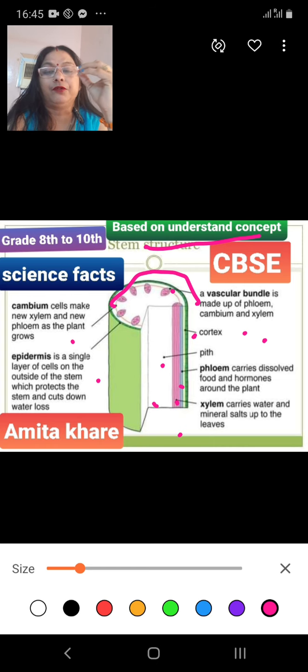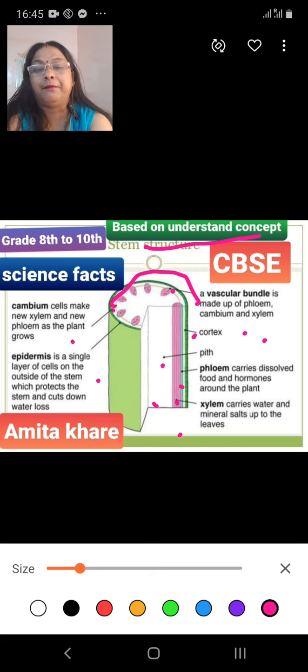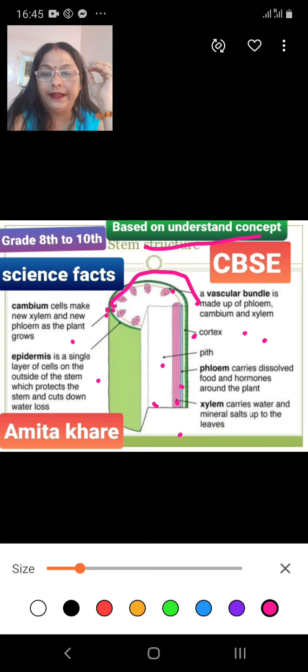Cambium cells make new xylem and new phloem as the plant grows. What is the function of the cambium cell? This is the cambium, which is found in the stem. The main characteristic of cambium cells is that they make new xylem and new phloem as the plant grows gradually.